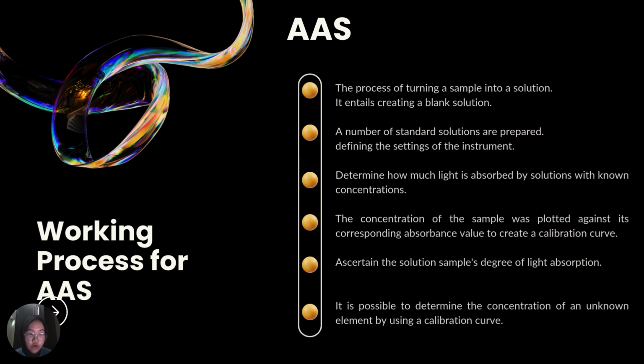Working process for AAS. The process entails turning a sample into a solution and creating a blank solution. A number of standard solutions are prepared, the settings of the instrument are defined, and how much light is absorbed by solutions with known concentrations is determined. The concentrations of the standards are plotted against their corresponding absorbance values to create a calibration curve. Ascertain the sample solution's degree of light absorption. It is then possible to determine the concentration of an unknown element by using the calibration curve.